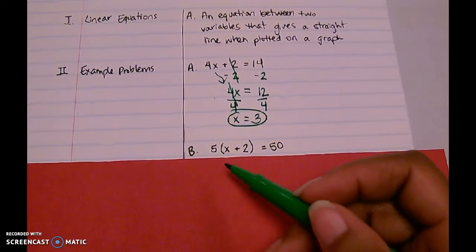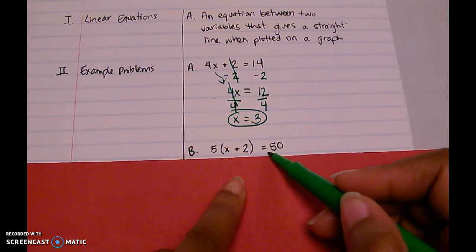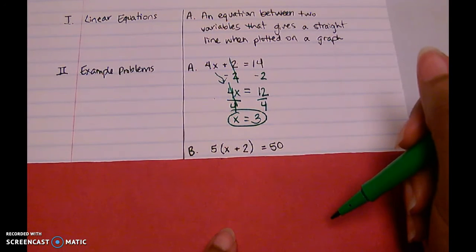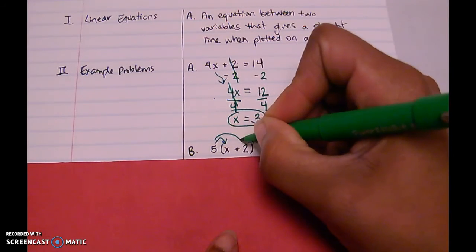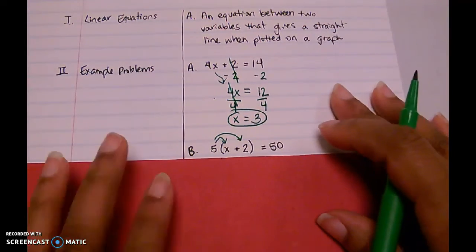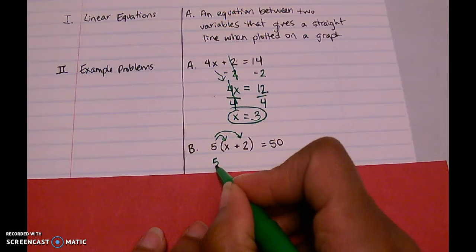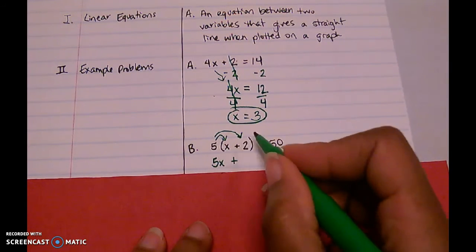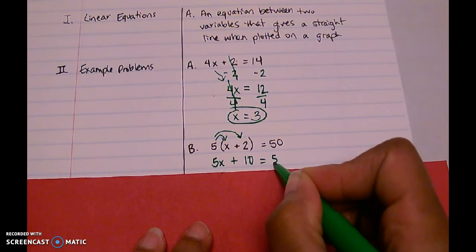So we have 5 times, parentheses, x plus 2 equals 50. The first thing that we should notice is that this is a setup for distributive property. So we're going to distribute this 5 to the numbers inside of the parentheses. So that means this is going to be the same thing as saying 5 times x, or 5x, plus 5 times 2, which is going to be 10, equals 50.